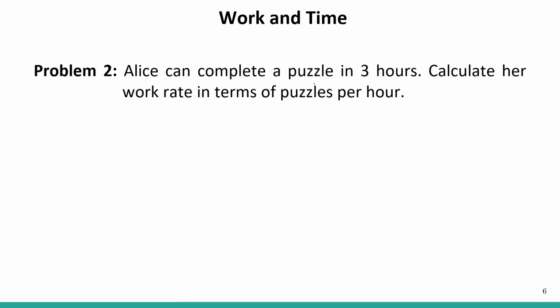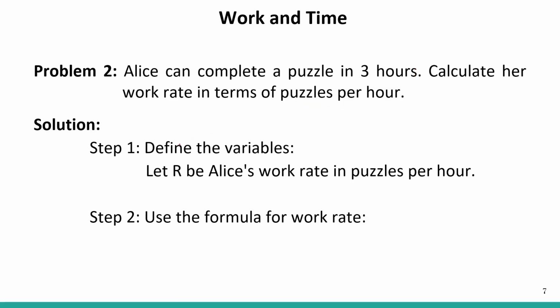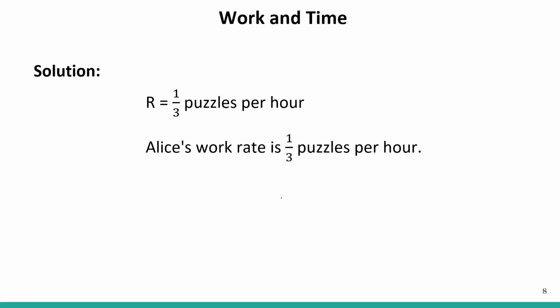Okay, so let's see problem number 2. If Alice can complete a puzzle in 3 hours, calculate her work rate in terms of puzzles per hour. Alice takes 3 hours to complete one puzzle. Then calculate the work rate in terms of puzzles per hour. Given that, defining the variables, R is Alice's work rate in puzzles per hour. Then using the formula for work rate, R is equal to 1 by 3 puzzles per hour, that is number of puzzles by number of hours.